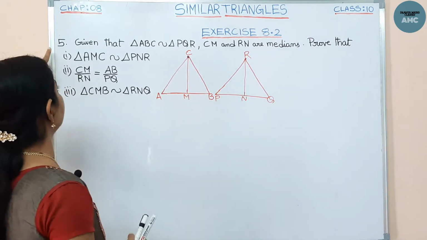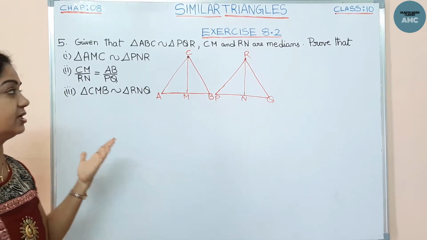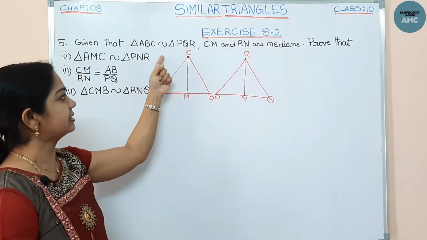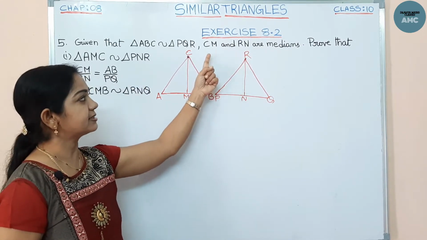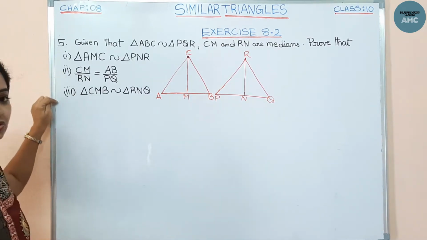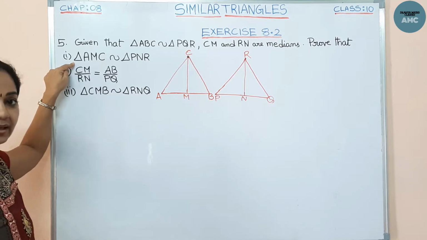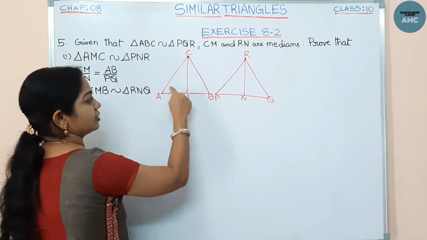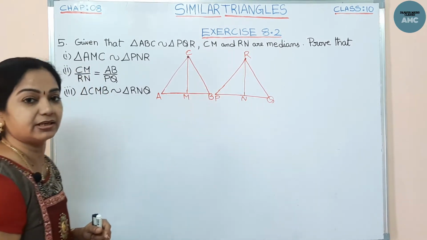I've written the problem, the fifth problem. Till the fifth problem we have done in the previous session. Here, given that triangle ABC is similar to triangle PQR, and CM and RN are the medians, there are three things to be proved. The first part is that triangle AMC is similar to triangle PNR. That means the small triangle and the small triangle are to be similar. That is to be proved.